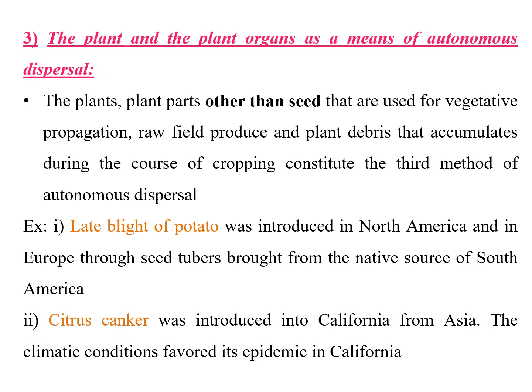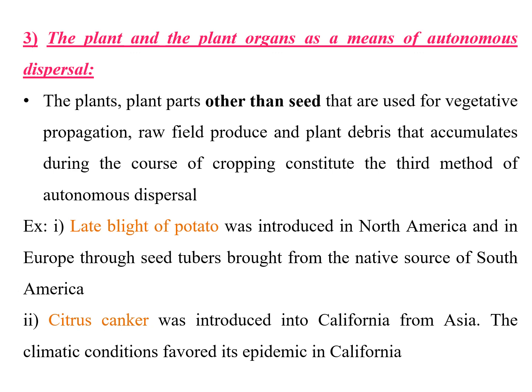And the third category is plant and plant organs as a source of autonomous dispersal. First is the seed as a source of autonomous dispersal, second is the soil, and third is the plant and plant organs. Plant and plant parts other than seed, where vegetative propagation plays a very important role. In such conditions, raw field produce and plant debris which accumulates during the course of cropping constitute the third method of autonomous dispersal.